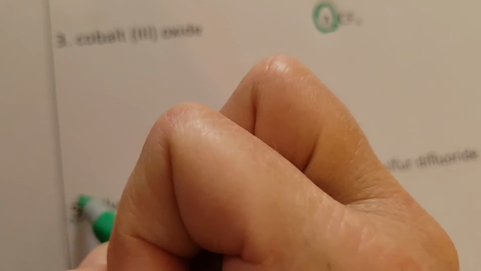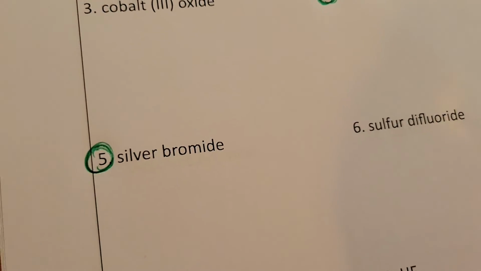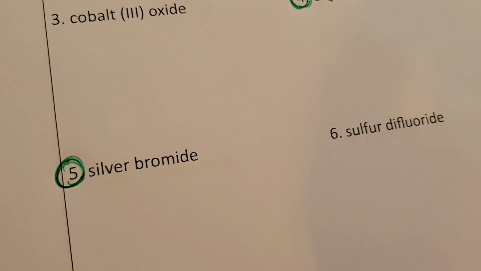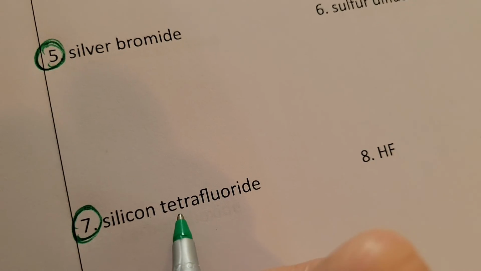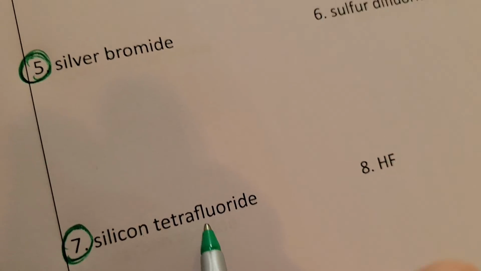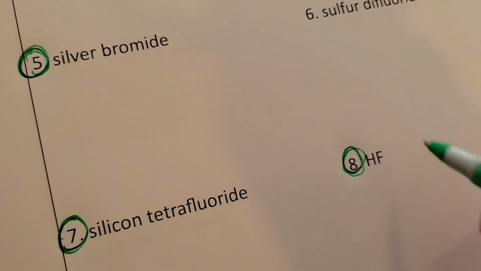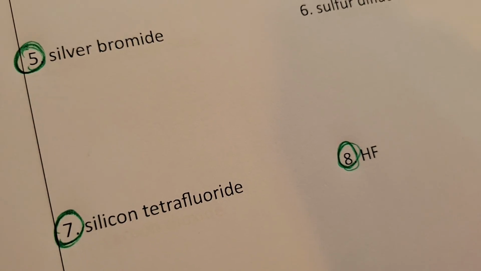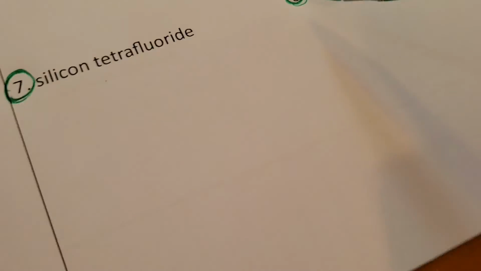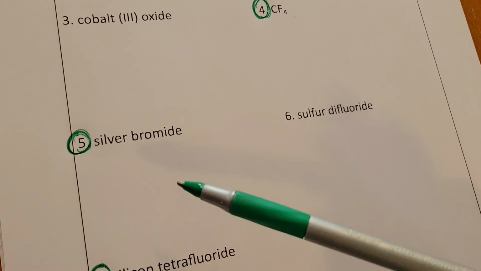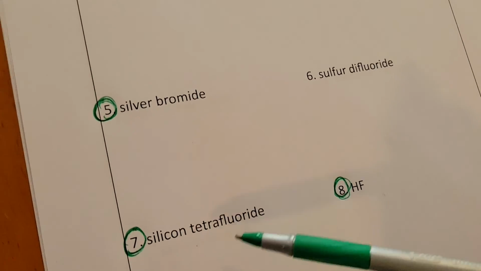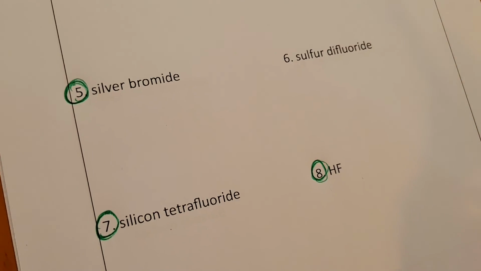You're going to do number 5, silver bromide. You're going to do number 7, silicon tetrafluoride, and then number 8, HF. Okay, so you're just doing 4, 5, 7, and 8. So these 2 you'll be giving a name for, these 2 you'll be getting the formula for, all of them you're going to be drawing the electron dot.